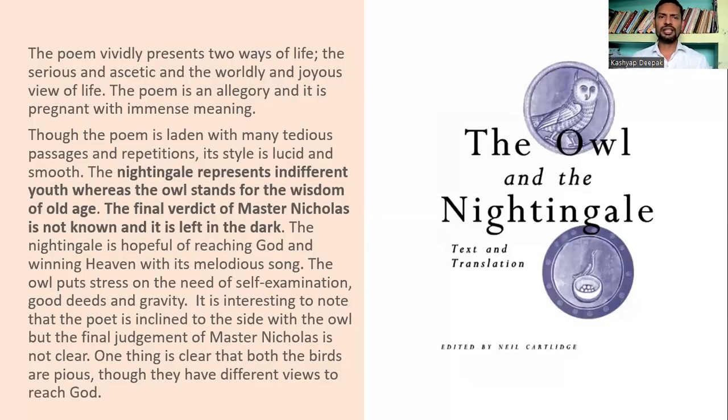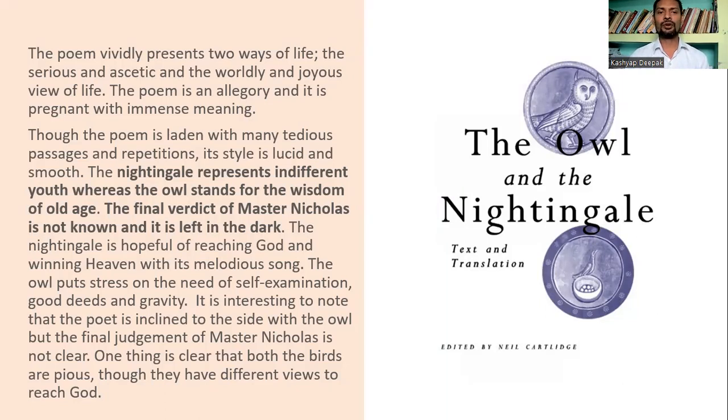The poem vividly represents two ways of life, the serious and ascetic, and the worldly and joyous view of life. The poem is more like an allegory and it is pregnant with immense meaning. Though the poem is laden with many tedious passages and repetition, its style is lucid and smooth. The nightingale represents indifferent youth, whereas the owl stands for the wisdom of age. The final verdict of Master Nicholas is not known and is left in the dark. That is because we do not know who is the winner at the end of the poem.